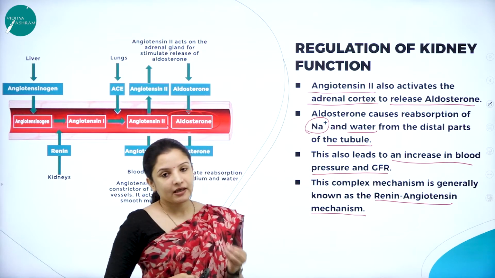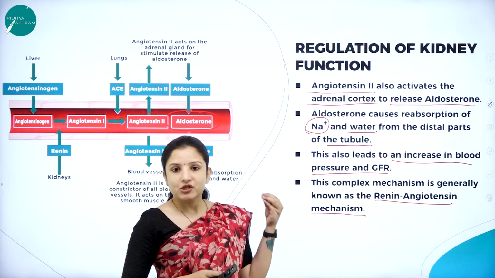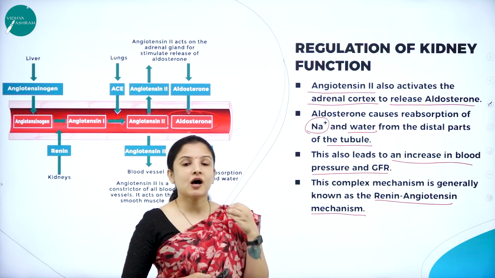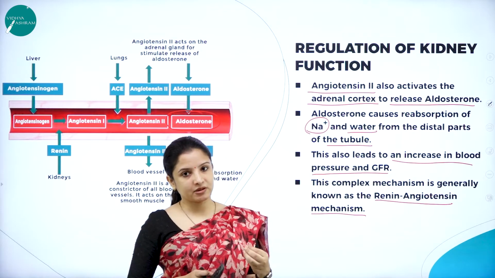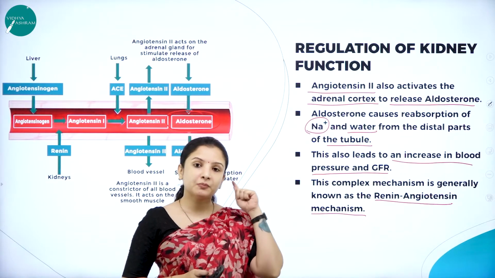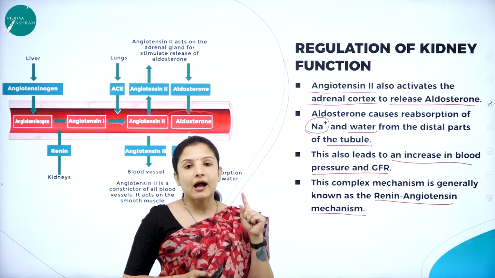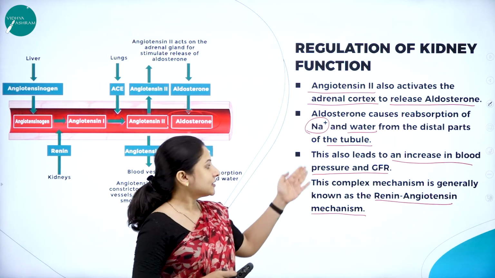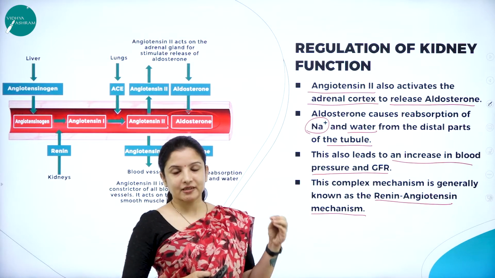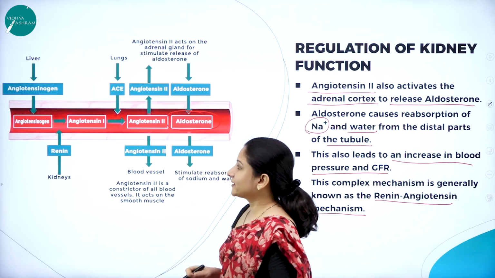So for the renin-angiotensin mechanism to occur, the hormone released by the juxtaglomerular apparatus, the JGA, helps here. So don't get confused here. The hypothalamus part of the brain releases the hormone antidiuretic hormone or vasopressin, whereas the juxtaglomerular apparatus releases a hormone which is called angiotensinogen.